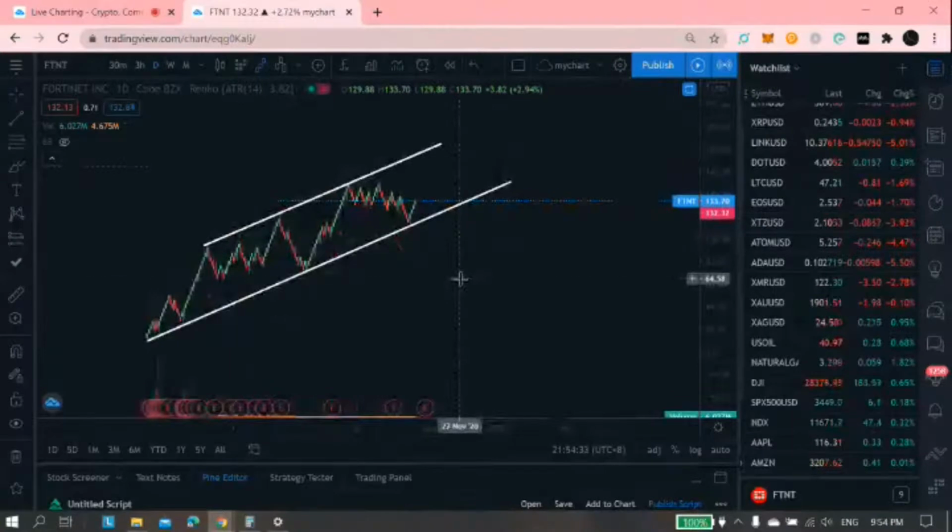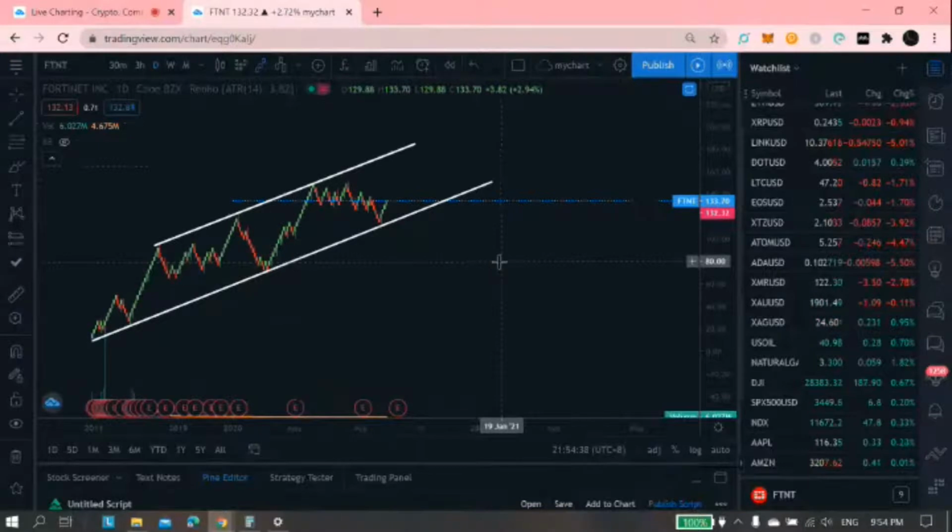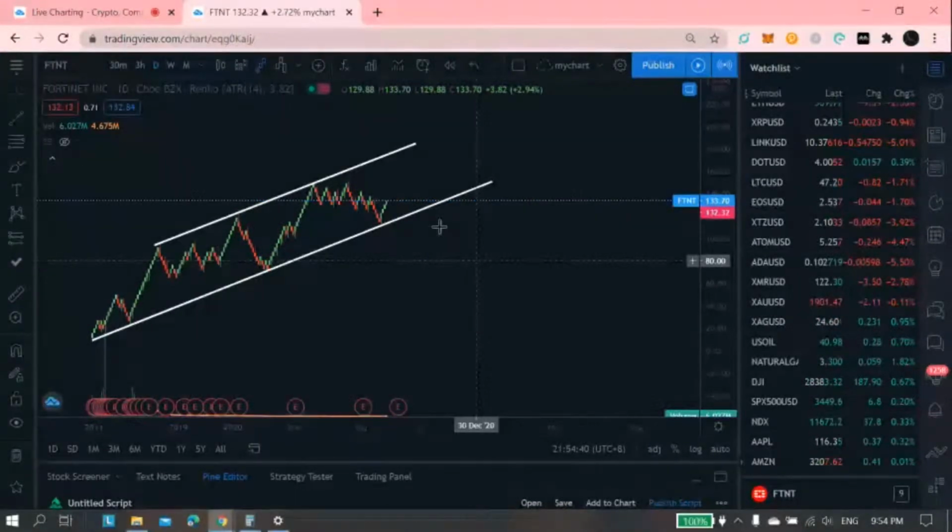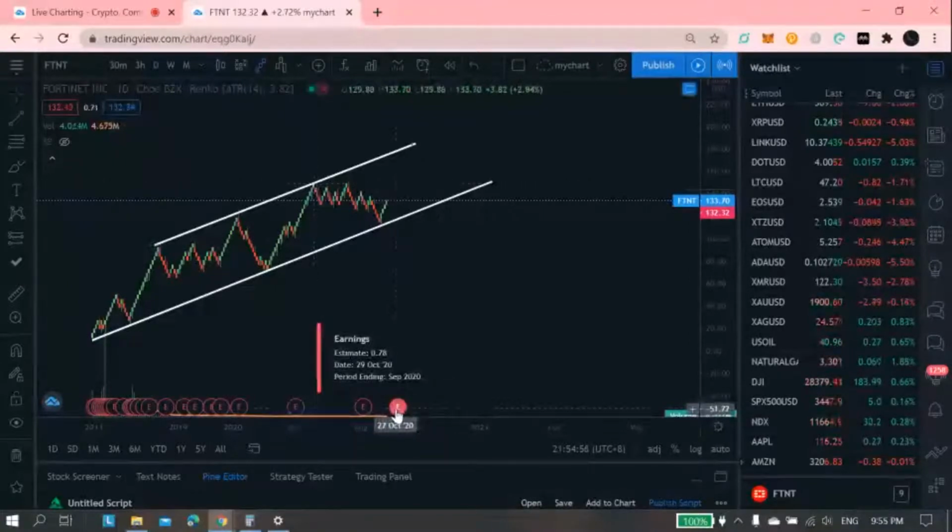So for FTNT, Fortinet Inc., it's actually more on a bullish channel or uptrend channel that could possibly retest the previous all-time high of around $148. Possible catalyst is of course the earnings, which are due 9 days from now on October 29. Analysts are expecting around 0.78 EPS. So yeah, let me check this.